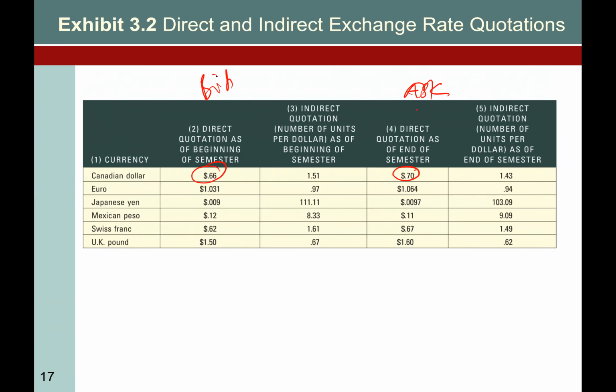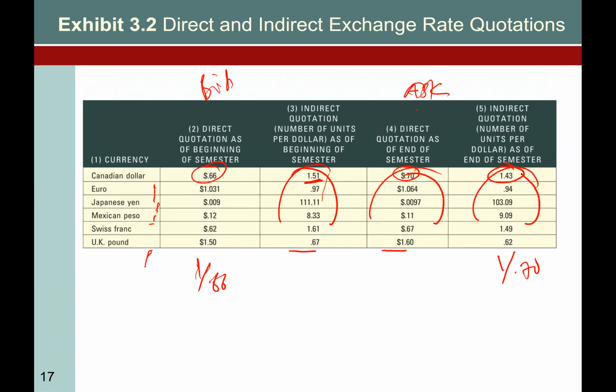If we want to convert it into indirect, just divide by 1. So 1 divided by 0.66, the answer would be 1.51, and 1 divided by 0.70, the answer would be 1.43. Right, guys? This is how they convert. Similarly, euro, Japanese yen, Mexican peso, Swiss franc, UK pound. This is how their indirect and direct quotes are calculated. So don't worry about that. Just focus on the concepts, then you will automatically derive these.